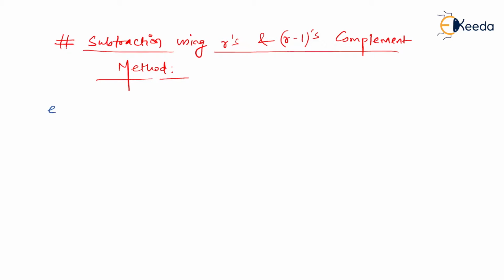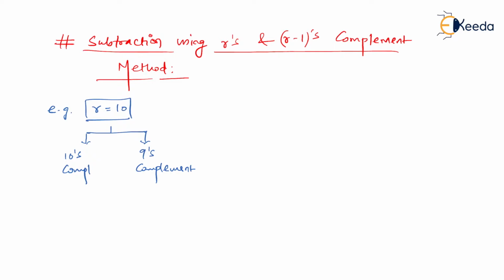For example, if I talk about decimal numbers, there r equal to 10. So the base of the decimal number system is 10. If base is equal to 10, I can perform subtraction using two methods, that is r's and r minus 1's complement method. So I can use a 10's complement method and a 9's complement method to carry out subtraction of decimal numbers.